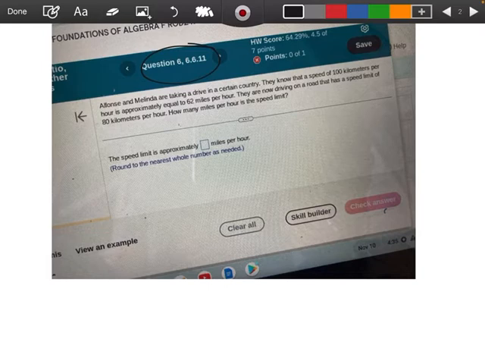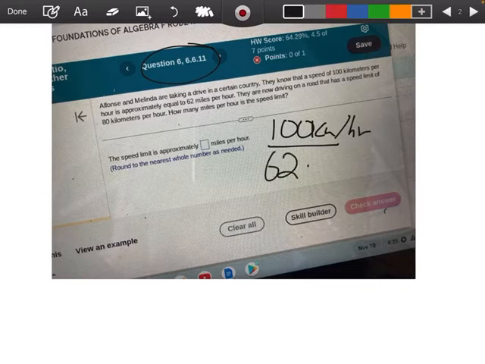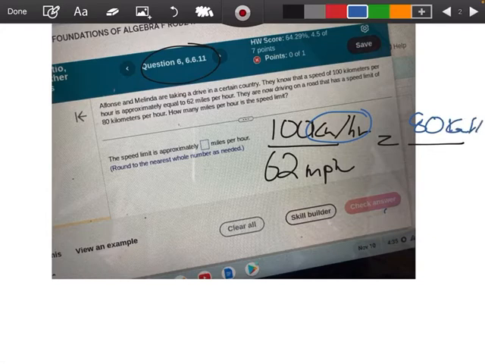Okay, so y'all, I'm going to use that little piece of information. I'm going to say 100 kilometers per hour is about the same thing as 62 miles per hour, okay? And it says we're driving on a road that has a speed limit of 80 kilometers an hour. I want you to notice we have kilometers per hour here, so we're going to put 80 kilometers per hour there. And the question is asking how many miles per hour? I don't know what that is, so I'm going to call it X.